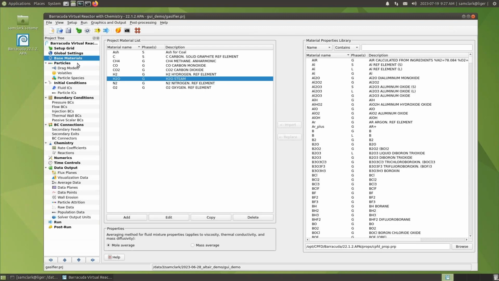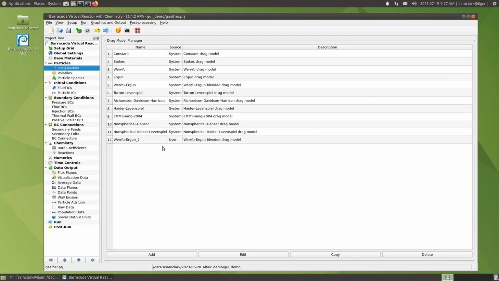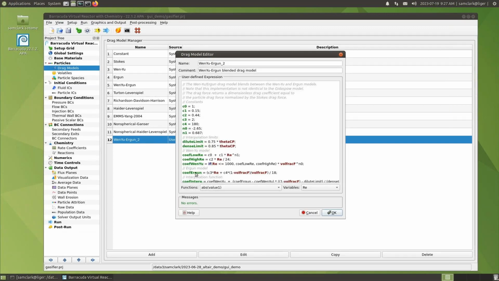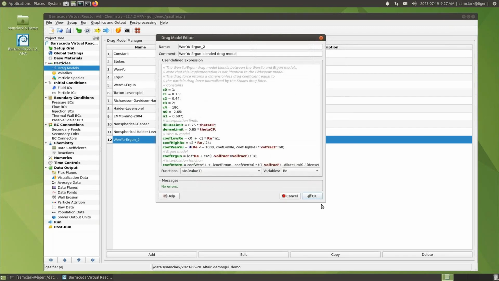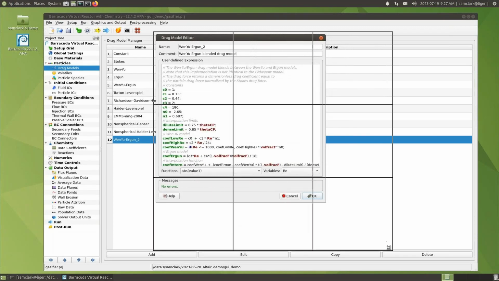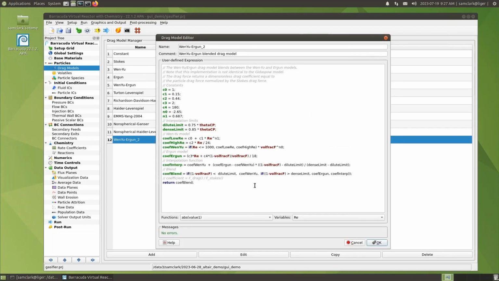Let's keep working our way down the tree. If we look at some particle stuff, one thing I wanted to point out is drag models. For people who are modeling fluidized beds or other systems with gas-solid flow or liquid-solid flow, the drag model is one of the more important empirical models that you'll have to use. Barracuda has a lot of different drag models built in, and it also has the capability of users defining their own drag models using this sort of user-defined expression interface.